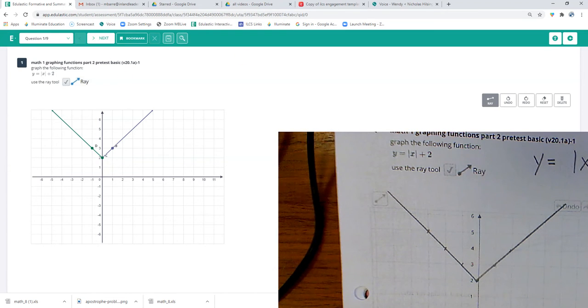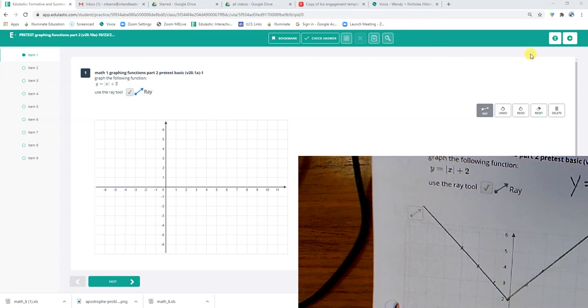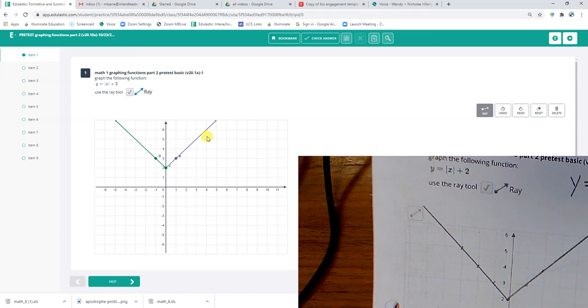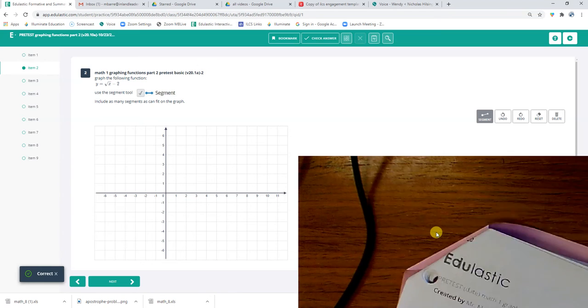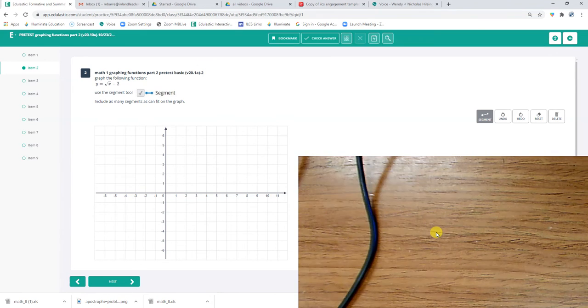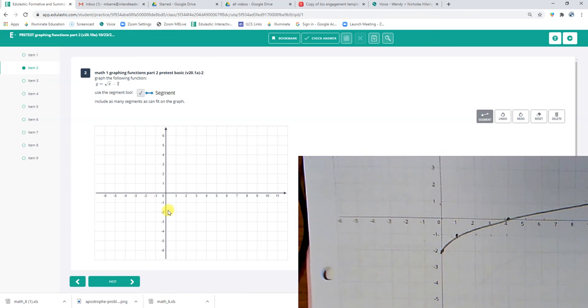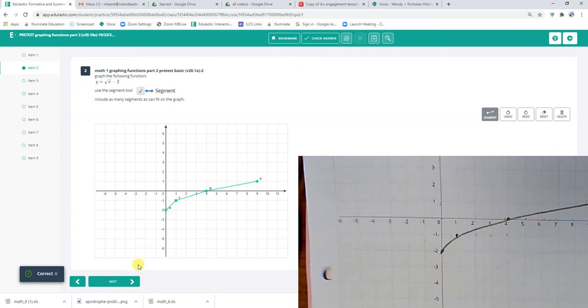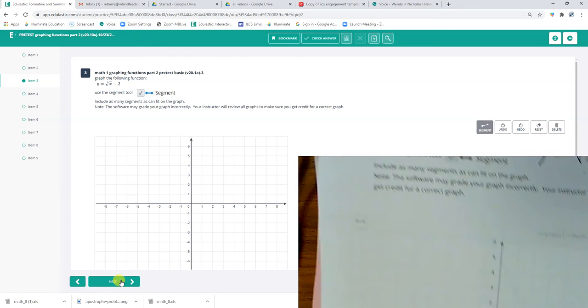You know, I'm going to pause it and I'm going to come back. All right, I'm back. And now I can actually check my answers. Good. Okay, next one was a square root function. So we're going to get this in there. And we're just doing this with segments. Next one is the cube root function.